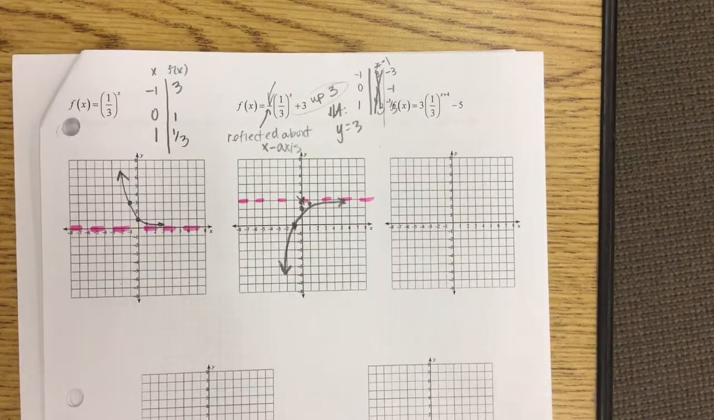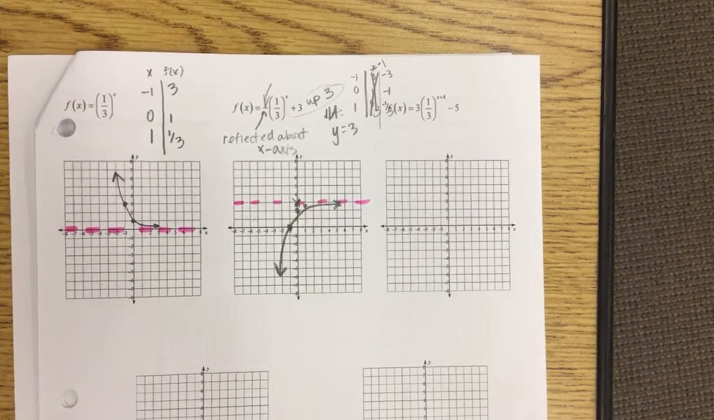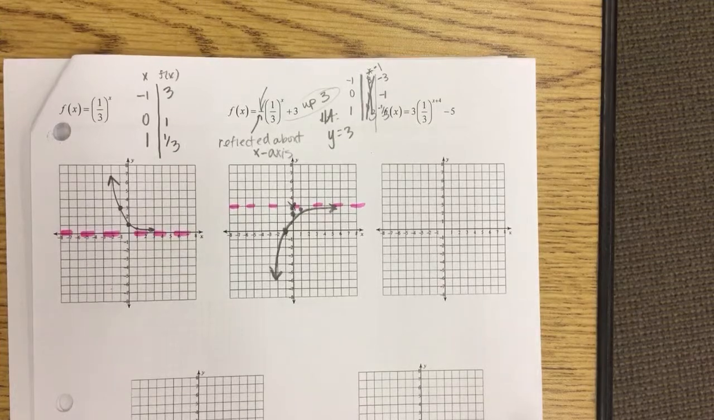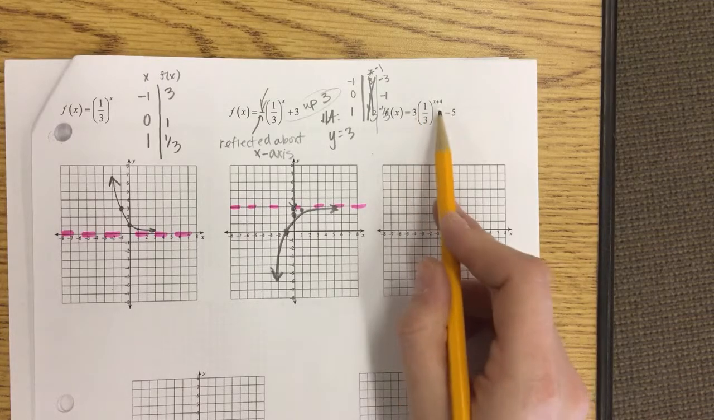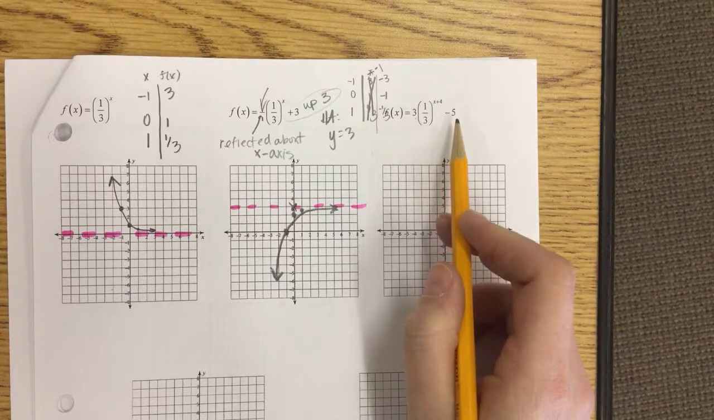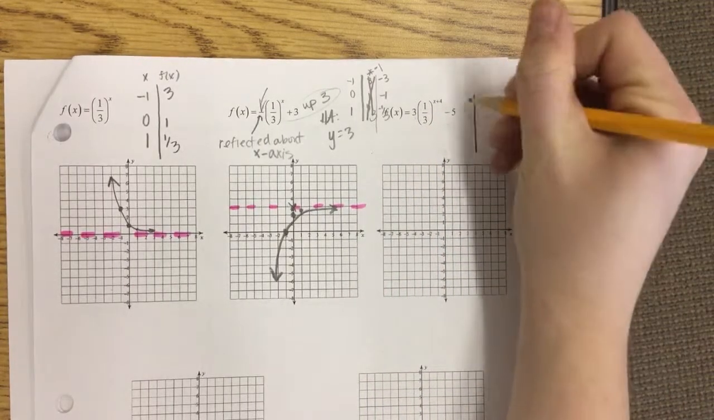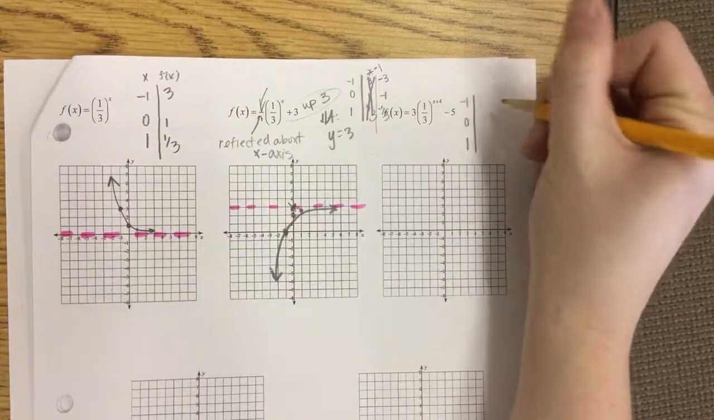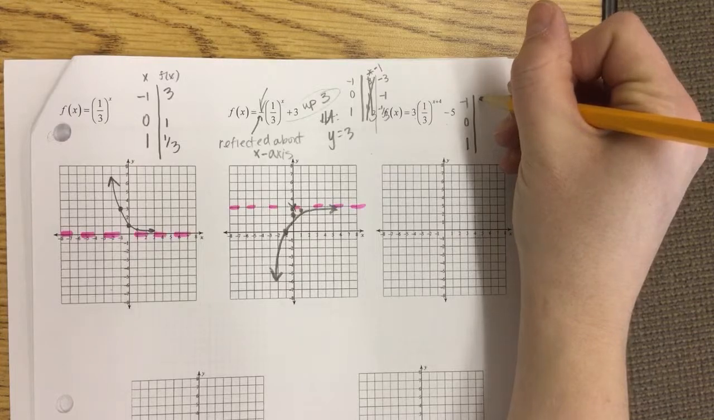Now, this last example is far more interesting because it has not only a vertical stretch by a factor of 3, it has a horizontal shift and a vertical shift. So the parent function for this is still going to be 1/3 to the x.